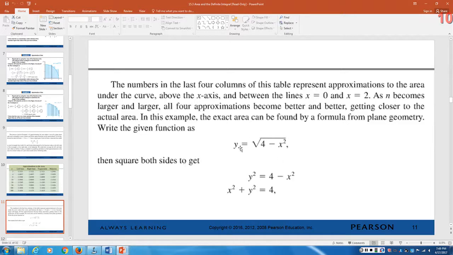So the function is y equals the square root of 4 minus x squared, which is the equation for a circle. If we square both sides, the equation of the full circle turns out to be x squared plus y squared equals 4. And we don't have the whole circle, we only have 1/4 of it.